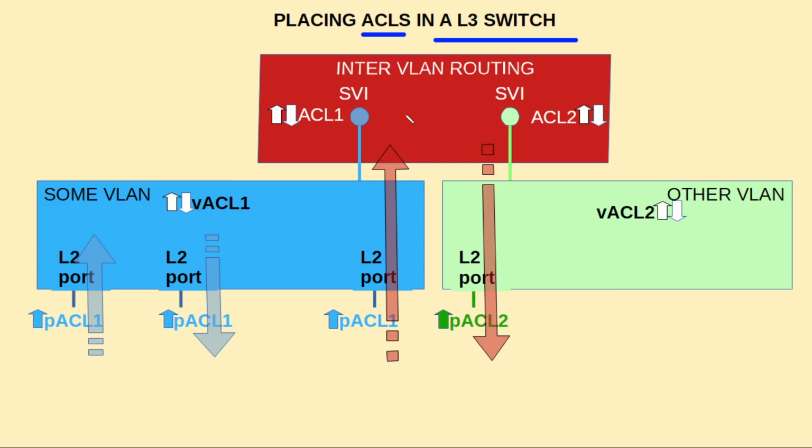Now let's summarize where we are going to place our ACLs within a layer 3 switch. Our port ACLs are going to be placed at layer 2 ports. Remember that these only support the inbound direction. Our VLAN access control lists are going to be placed within VLANs.